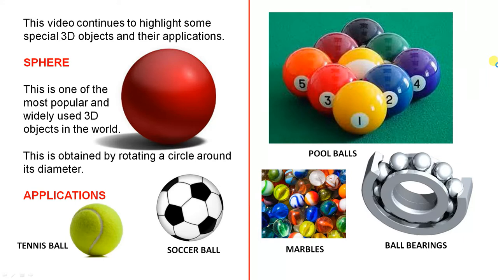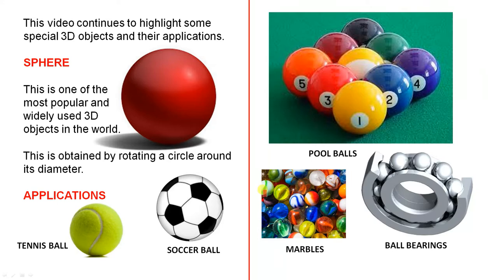The first one is the sphere. This is one of the most popular and widely used 3D objects in the world. This is obtained by rotating a circle around its diameter. That's how it's constructed.